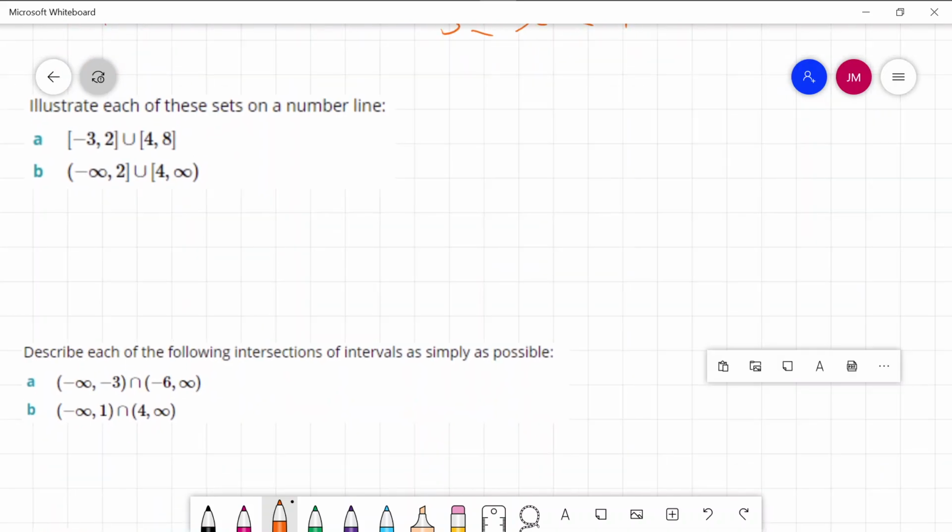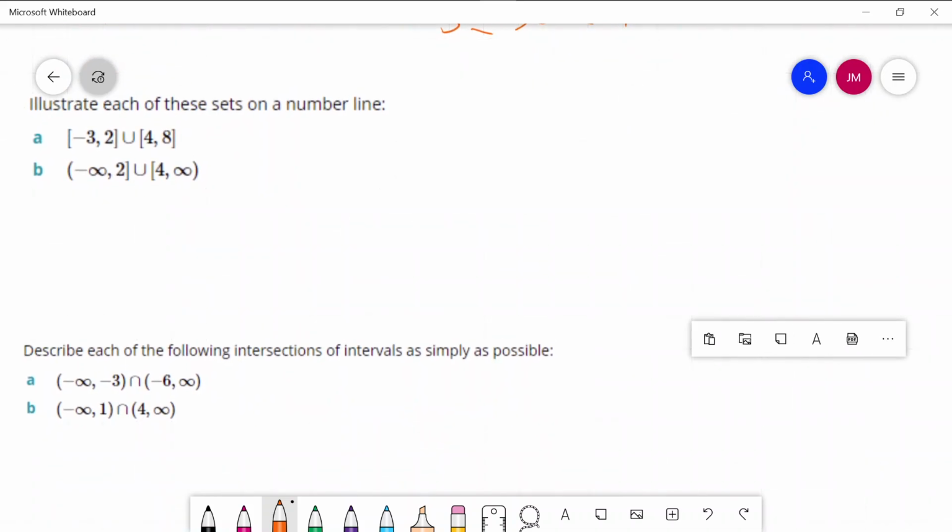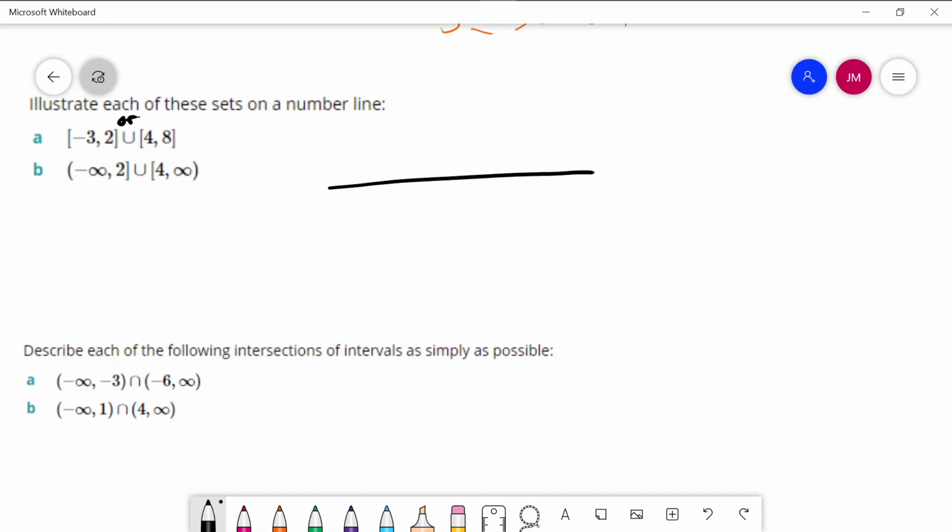Now we're introducing some union and intersection symbols. So let's look at this question here. We've got illustrate -3 to 2 inclusive, union from 4 inclusive to 8 inclusive. I want to show that on a number line. So remember, if it's union, that means or. So when I draw my number line, I can have -3, -2, -1, 0, 1, 2, 3, 4, 5, 6, 7, 8. Right, I could go put all these in. I was just being lazy.